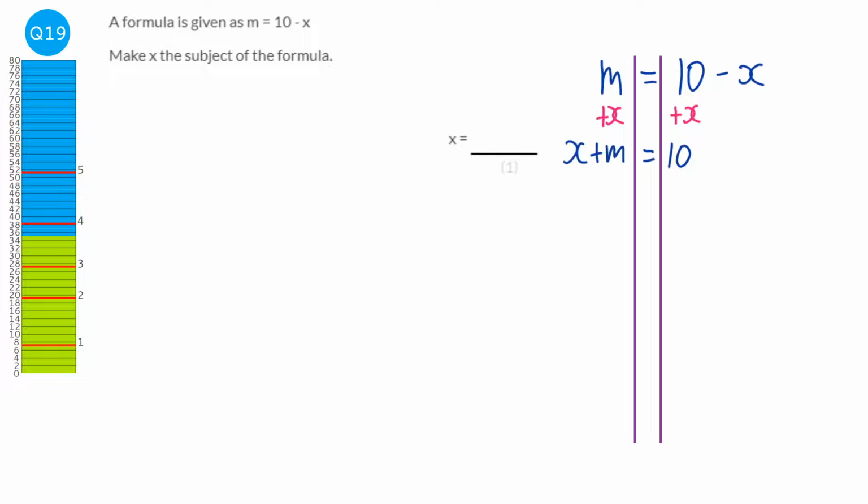Then we want to get rid of anything on the left hand side that's not this x, so we want to get rid of this plus m. So we're going to do that by subtracting m from both sides. So we've got x equals 10 minus m. So our answer is 10 minus m. x equals 10 minus m.